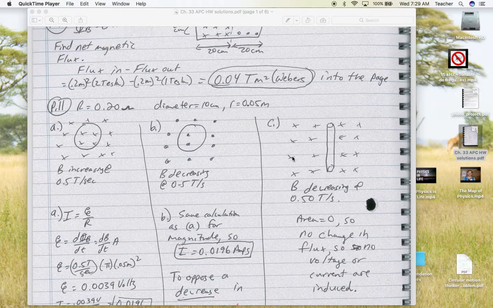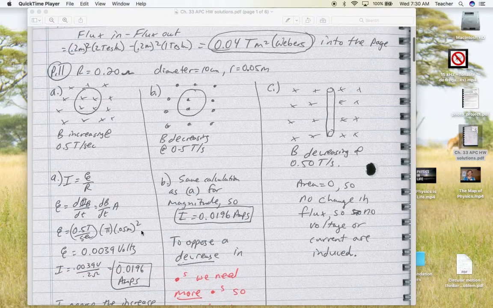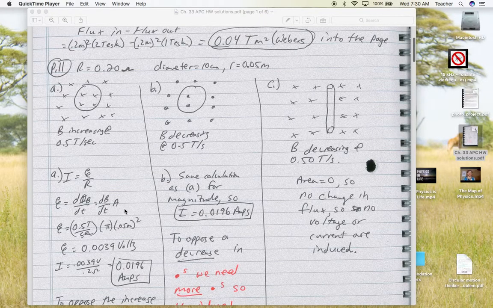For problem 11, you have a resistance of 0.2 ohms, a diameter of 10 centimeters, so that's a radius of 0.05 meters, and it's asking you what the induced current is, and whether it's clockwise or counterclockwise. So if this field, which is already going into the page, is increasing in strength at 0.5 Tesla per second, I is equal to EMF over R. EMF is equal to change in flux per unit time. So that's change in field strength times area.